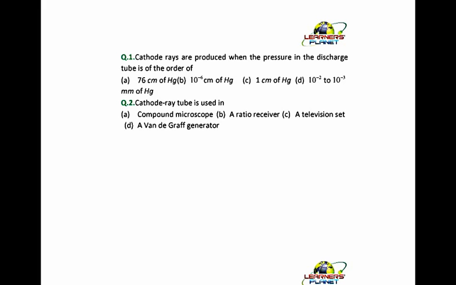To start with, we have got a very simple question here, students. Cathode rays are produced when the pressure in the discharge tube is of the order of what? Do you have any idea? It should be low pressure, and the value is 10 to the power minus 2 to 10 to the power minus 3 mm of Hg.